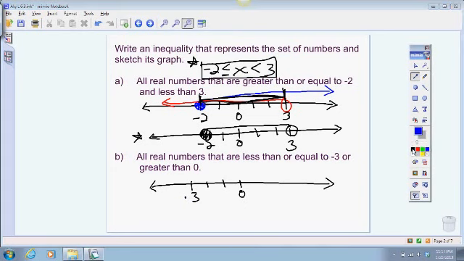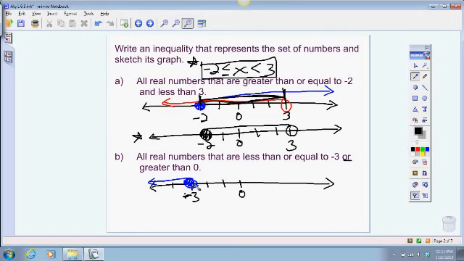So if we're talking about real numbers that are less than or equal to -3, I'll draw my circle at -3, and I'm going to draw it to the left. Why the left? Because we're talking about the values less than -3. -4, -5, they're all smaller than -3.